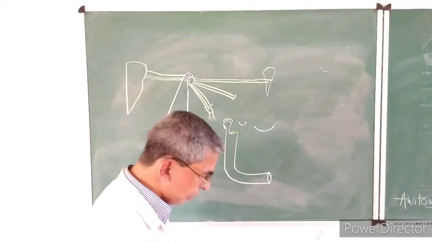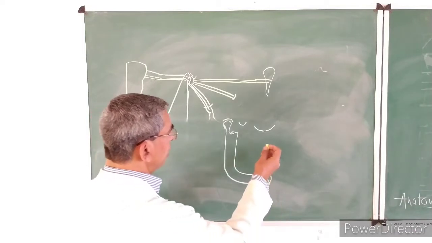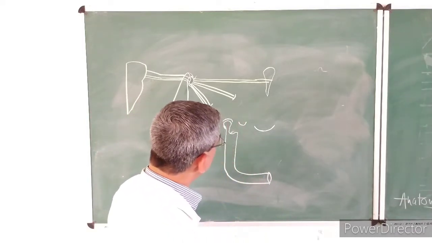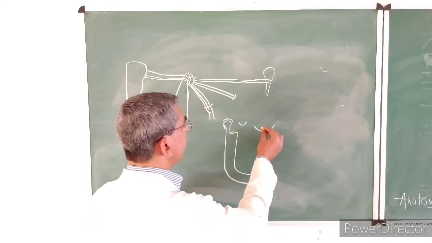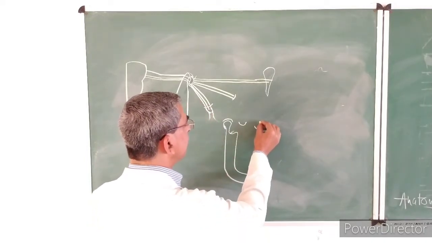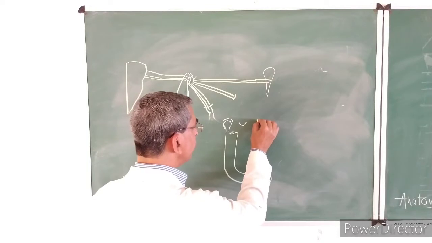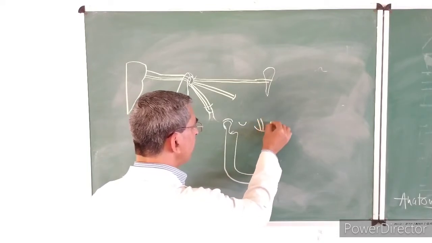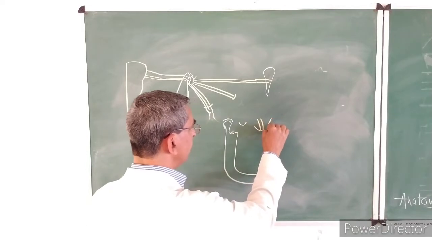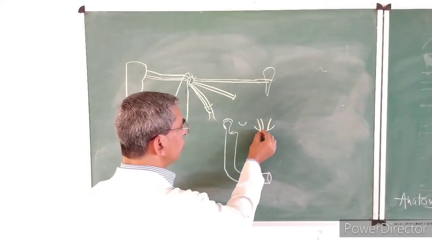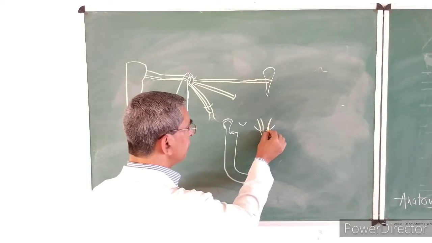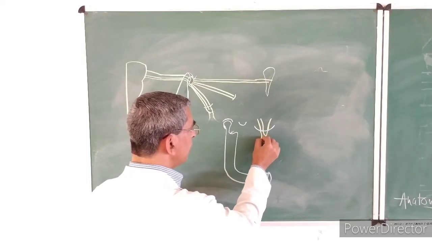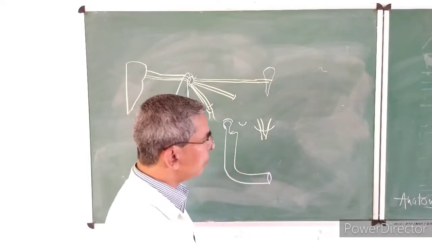Now, how is the nerve related to the different structures? Look here. Suppose I just draw the diagram. This is the sensory root, and this is the motor root, and this is the large sensory root. Both roots come separately here and then unite to form the trunk of the mandibular nerve.